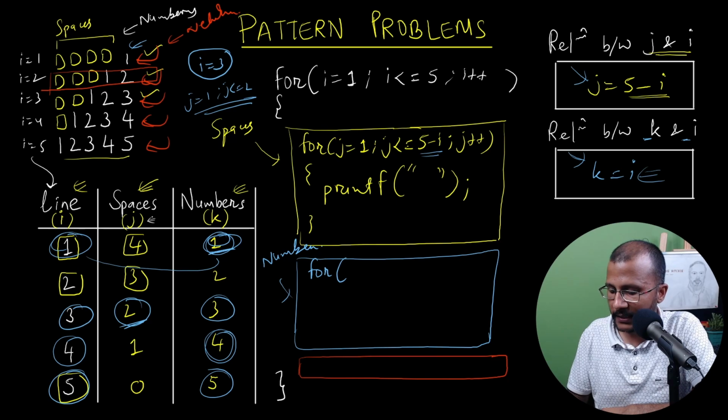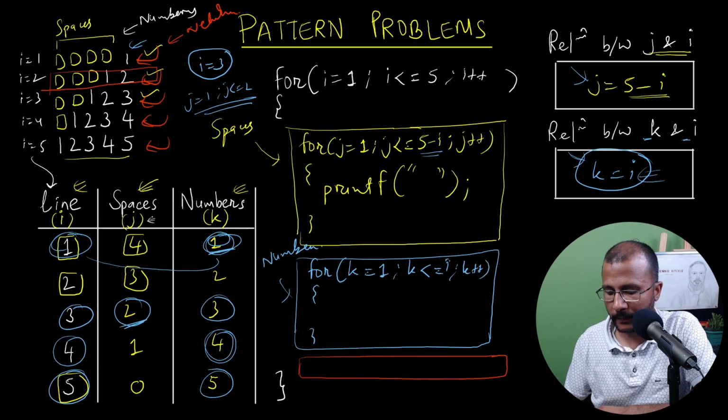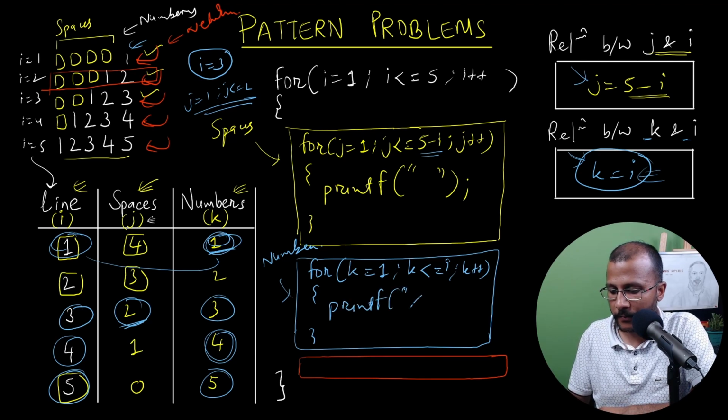This is taken care of by the variable k, the total number of values to be printed. It will run from 1 while k is less than or equal to I. This is the relationship we have already found out, and then k plus plus. So what do I print here? Because I'm not printing any star here, I'm printing the value of k. So I'll write printf with %d and k.